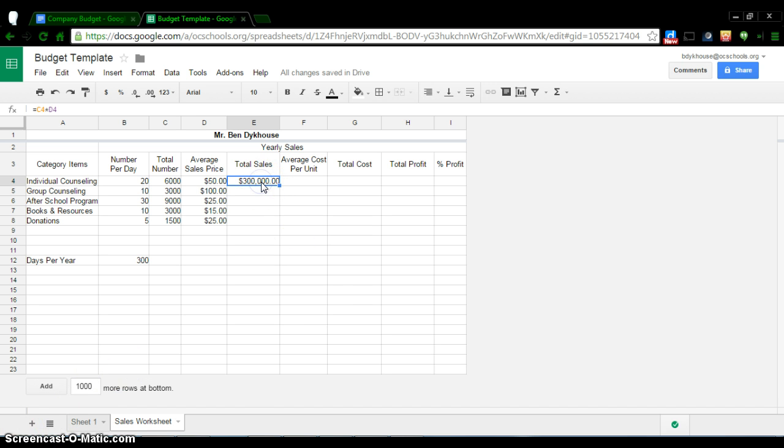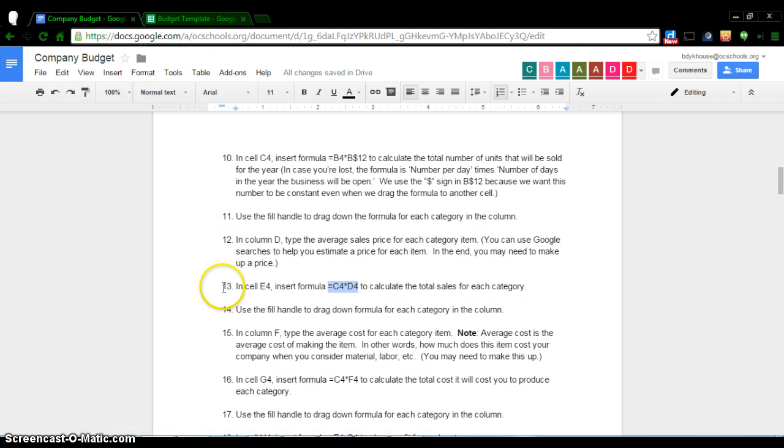And once I have that number calculated, all I'm going to need to do to get the rest of my total sales for my category items is to drag it down, and it will automatically multiply the total number by the average sales price for each category item. So you should have the total sales for each of your category, and you should have pulled down with the fill handle. So we've now completed numbers 13 and 14.